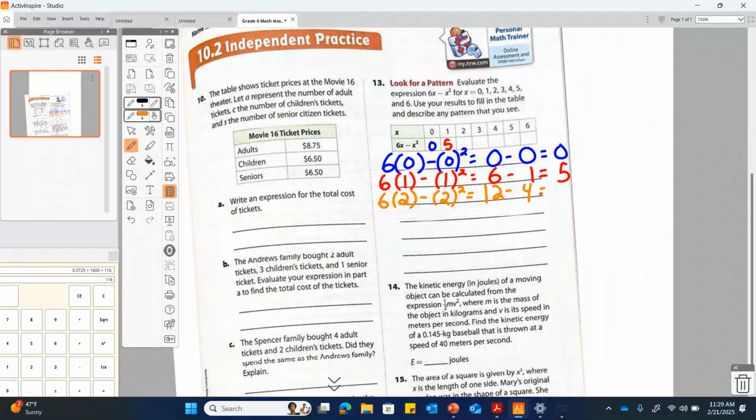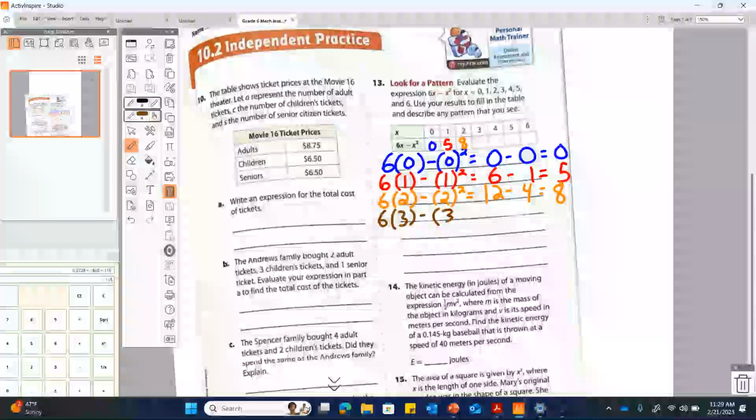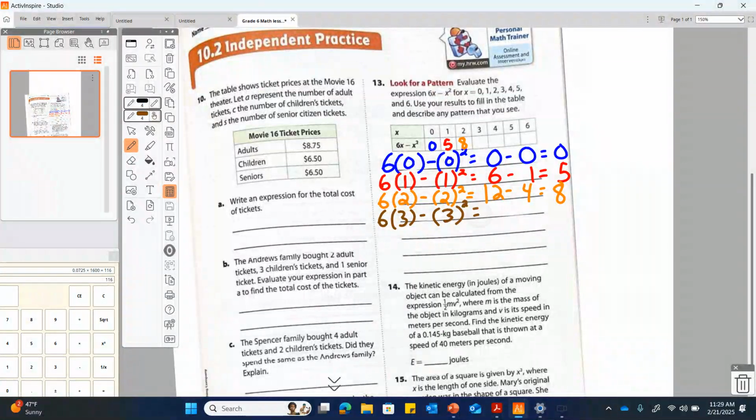Okay. Next one, let's pick another color. Let's do brown. 6 times x, and in this case, x is going to be 3, minus x squared. And in this case, we're substituting in 3. So 3 squared is 9. 6 times 3 is 18. 18 minus 9 is 9.